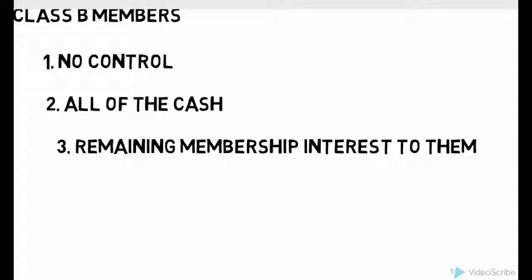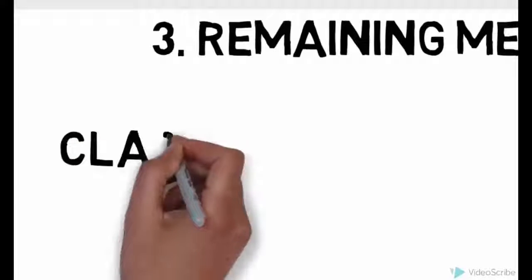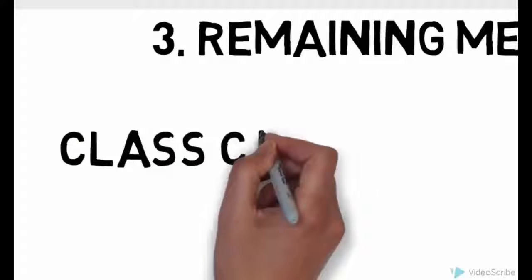So the property is capitalized to the tune of $1 million. You own 50% of an asset that just has $1 million put into it. That looks really good on your balance sheet. Doesn't mean it's in your bank account, but it looks really good on your balance sheet that you now own an asset, which is the Class A membership, that is worth at least $1 million of equity. Okay, so that is how the Class A and the Class B work.